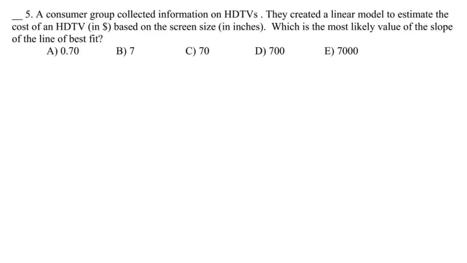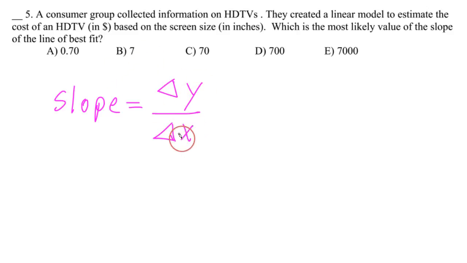So in this problem, we're having to take a look at the idea of coming up with possible values of the slope of a line of best fit. Well, as a reminder, slope is the change in y for every change in x. What we have to be careful of is that in statistics, we call x the explanatory variable, and we call y the response variable.